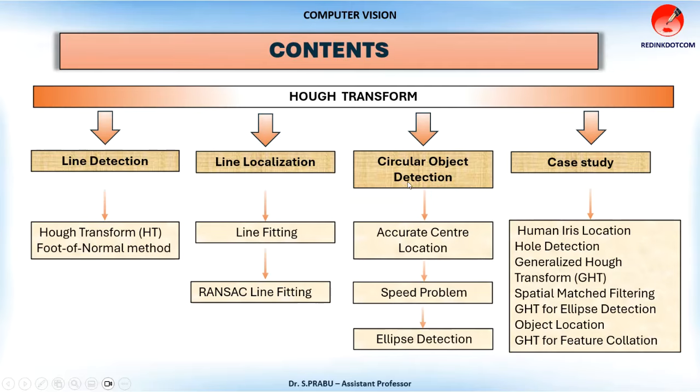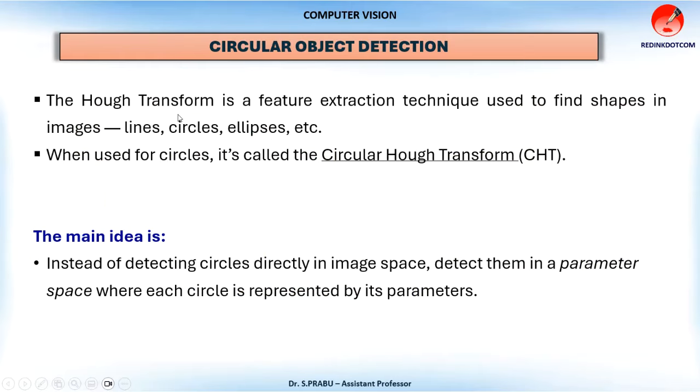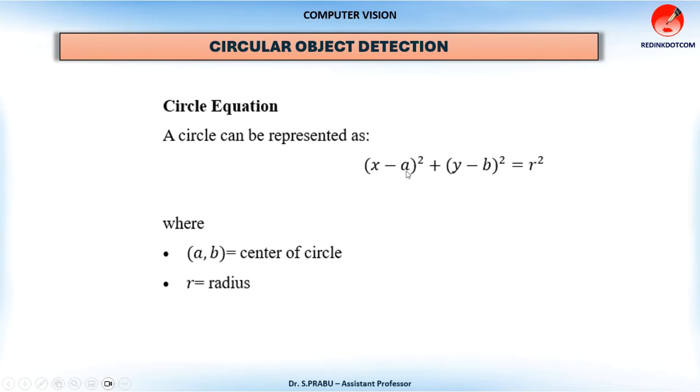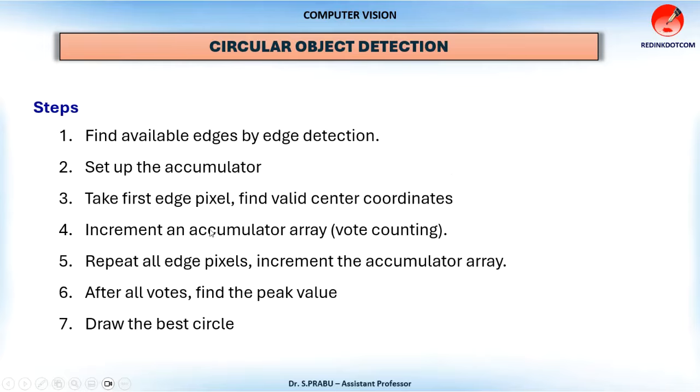Moving to circular object detection. The Hough transform not only detects straight lines, it also identifies circular shapes. When it is used for circular object detection, it is called the circular Hough transform. As usual, the Hough transform uses the parameter space to identify the circles. This is the circle equation. Here a and b are the center of the circle, and r is the radius. These are all the steps followed for detecting circular objects in the image.